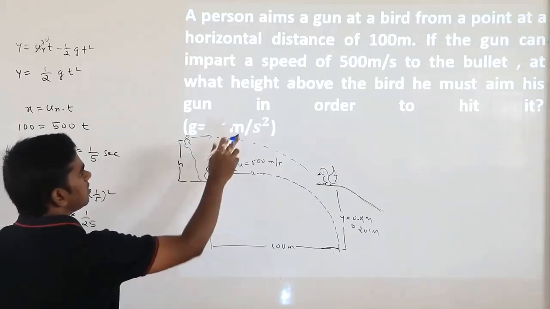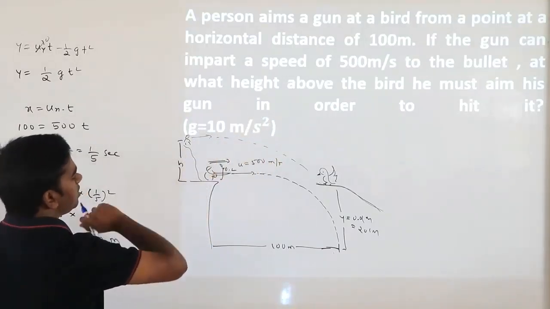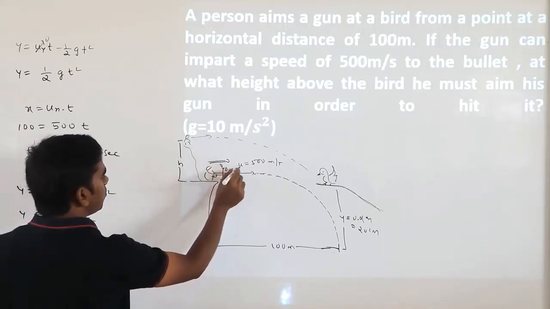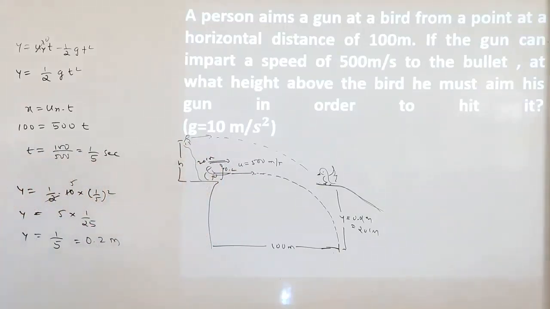the bird. They are asking that only. Above the bird, he must aim the gun. So he just has to go 20 centimeter above. No need to go here, just 20 centimeter. So h equals what? 20 centimeter. So he has to aim at 20 centimeter above the bird.